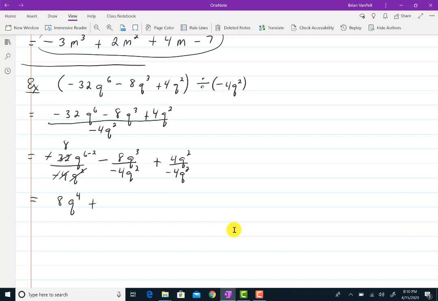Next, those negatives cancel again. 4 goes into 8 twice. Q squared will go into q to the 3rd, so I'll write that as q to the 3 minus 2, or q to the 1. You don't have to write the 1, so I don't know why I did. I normally do not. For the last one, it's negative, but everything else cancels out, so it just leaves a 1.